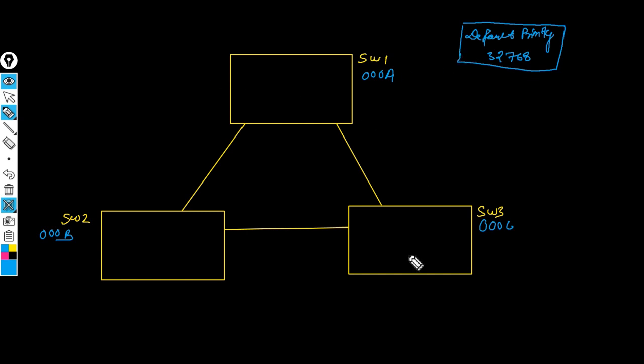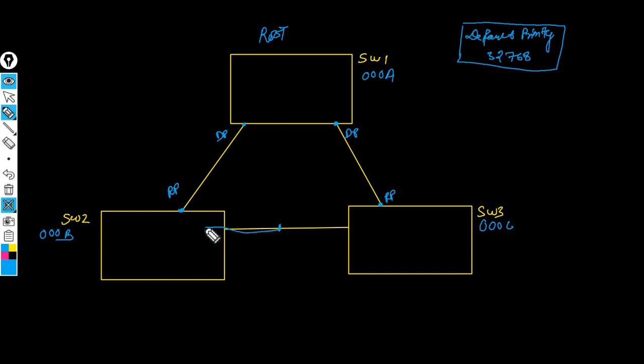In this case, if you see the priority is the same, they will go for the lowest MAC address, and this switch is going to be the root. This is going to be the root, and these are going to be your non-root switches. And this port, of course, you can say cost 19, 19, 19. So this will be your root port. This will also be a root port. This is a designated port. This is also a designated port. Blocked port will be here.